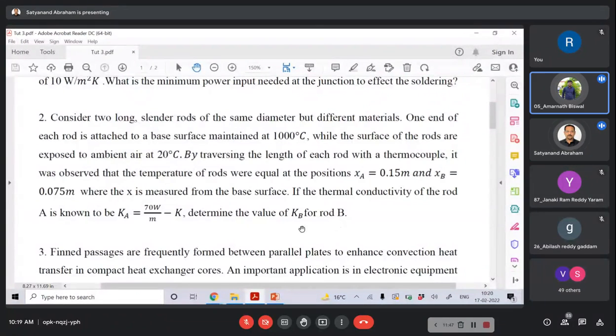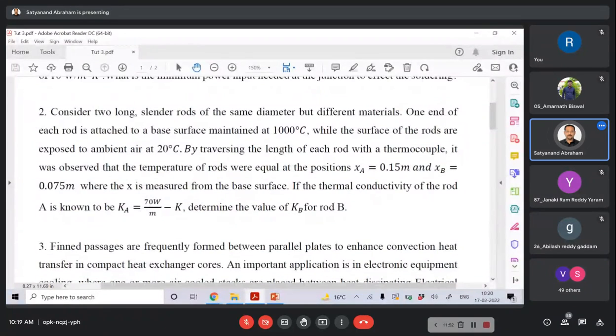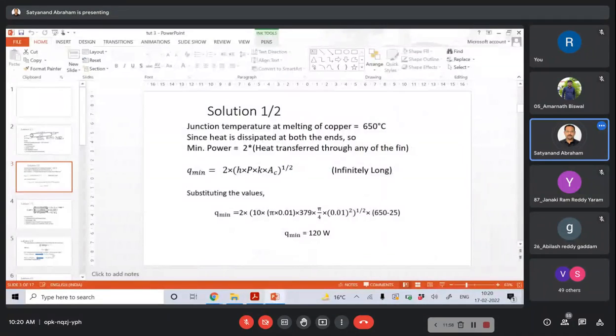Okay. So B will independently have more conductivity, sir. Yeah, so we will see. That is a very good hunch. So once we see the value, then we can check.